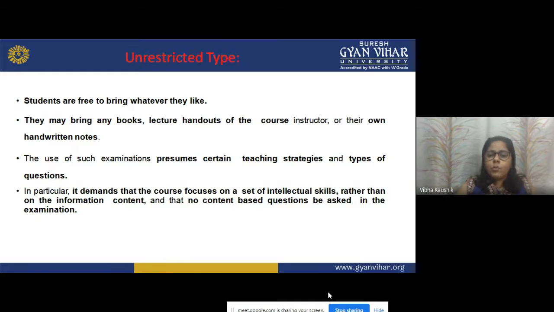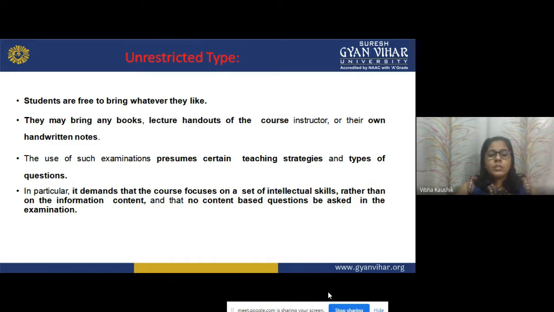They may bring any books, lectures, handouts of the course instructor, or their own handwritten notes. Means when we are talking about the restricted type, we have to take the permission from the course instructor, and handwritten notes are not allowed in the restricted type of open book exam. But when we are talking about the unrestricted type of open book exam, you can bring any books, lecture handouts of the course instructor, or your own notes which have been written by yourself only.